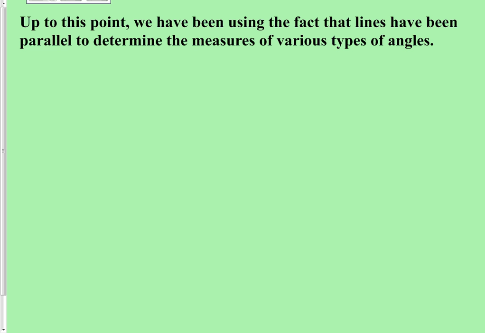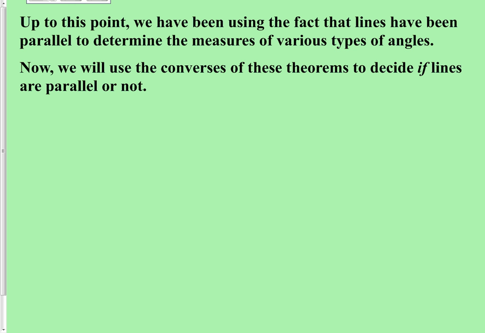Now, up until this point, we have been using the fact that lines have been parallel in order to determine the measures of various types of angles. For example, we figured out that lines were parallel so that we could say that the corresponding angles were congruent, or alternate interior angles were congruent, or same-side interior angles were supplementary, and so on. Now, we're not going to know if the lines are parallel or not. So we're going to use the converses of these theorems to decide if lines are in fact parallel or if they are not parallel.